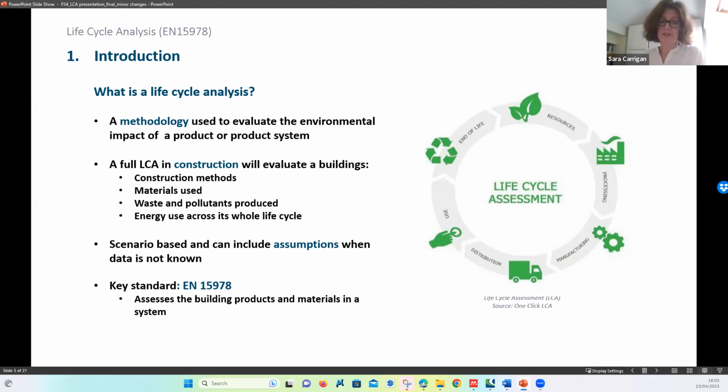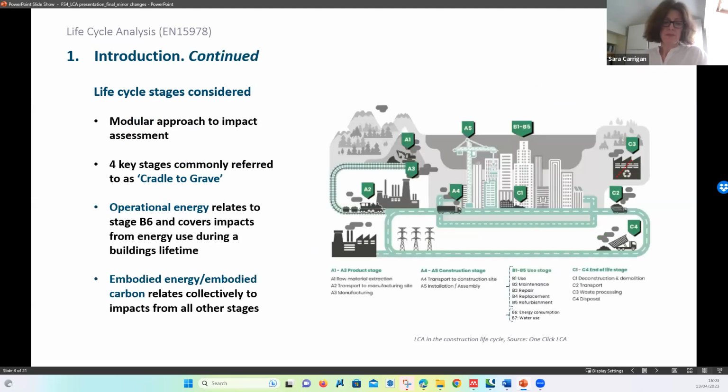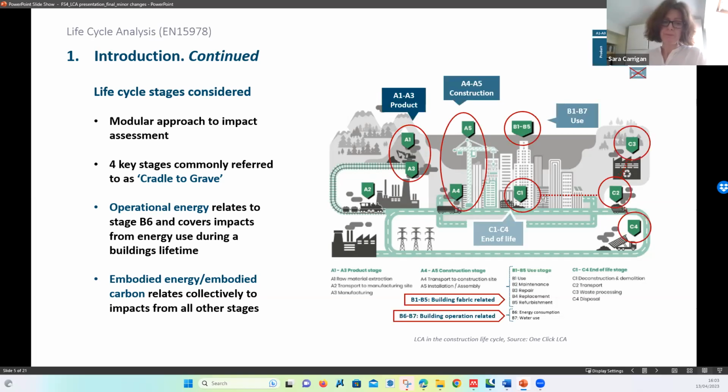This assessment has been carried out in accordance with EN 15978, which looks at the building's products and materials in a system. The standard provides a modular approach to the assessment of environmental impacts, within which are 4 key stages, commonly referred to as cradle to grave. These stages broadly cover product manufacturing, construction operations, building use, which includes operational energy, and end of life. So when we talk about impacts from operational energy or operational carbon, we are looking at the B6 and B7 stages, while embodied impacts from energy or carbon relate to all the other life cycle stages collectively.